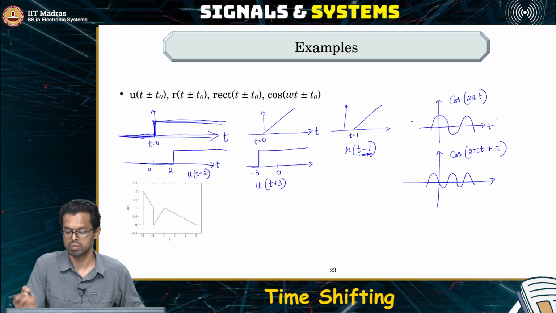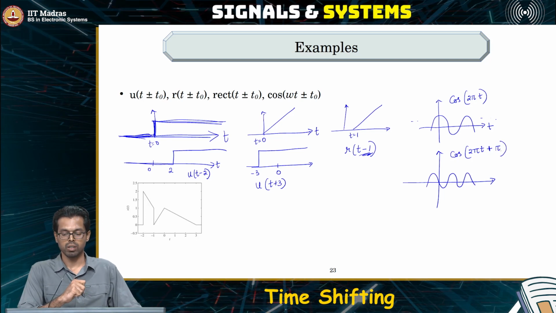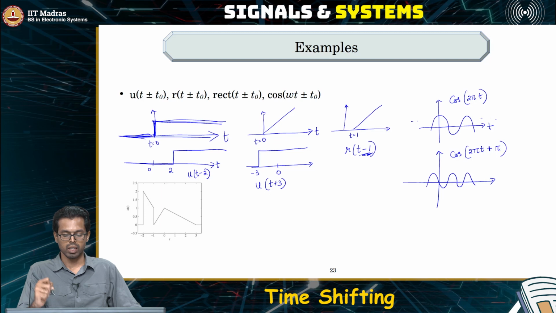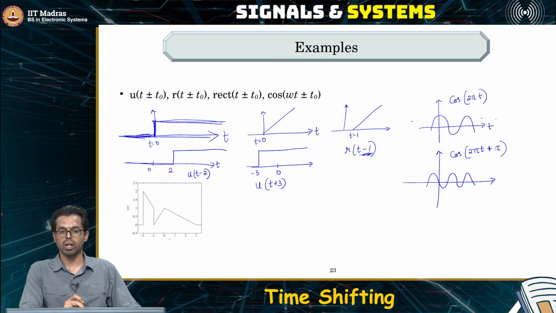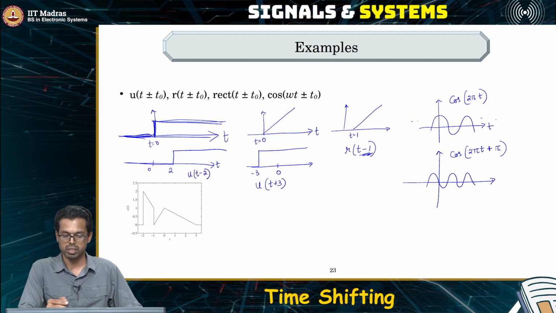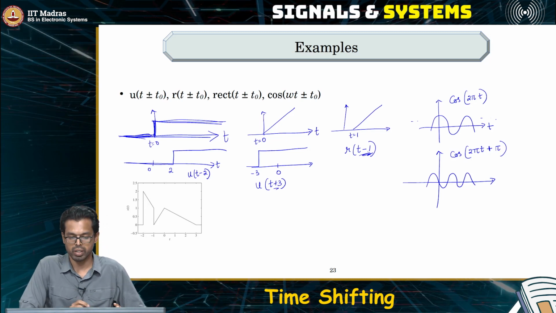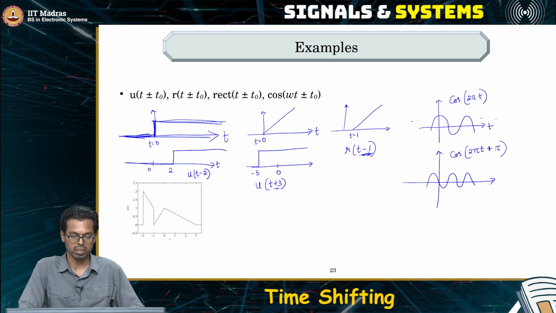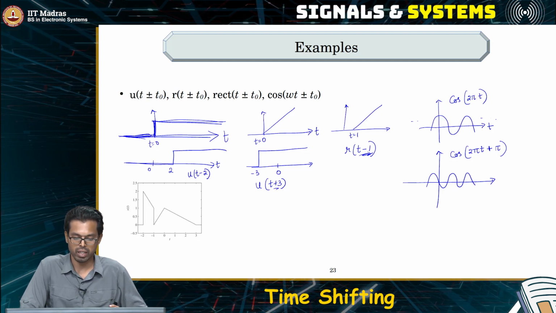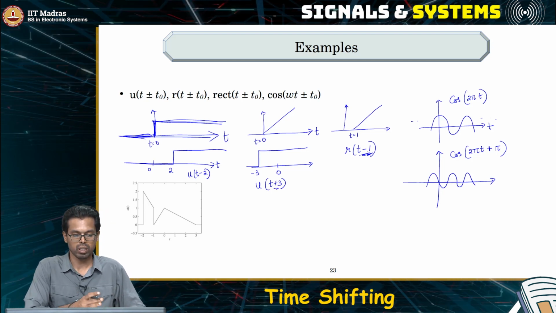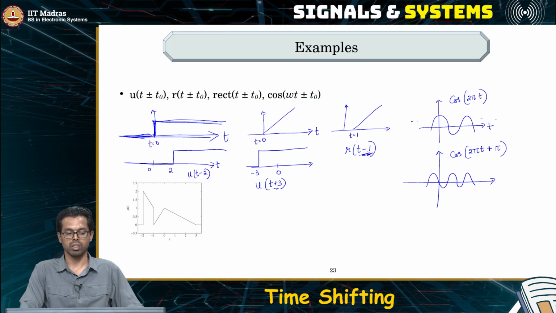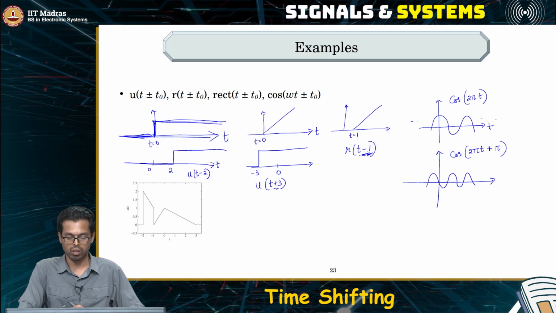So, in other words, keep in mind, all we have to do is either move left or right by just adding or subtracting values. This is what we refer to as delaying or advancing. Now let's take a slightly weird example. We know these regular standard functions: the step function, ramp function, rectangular function.